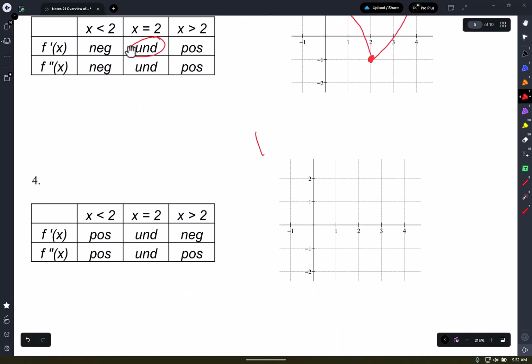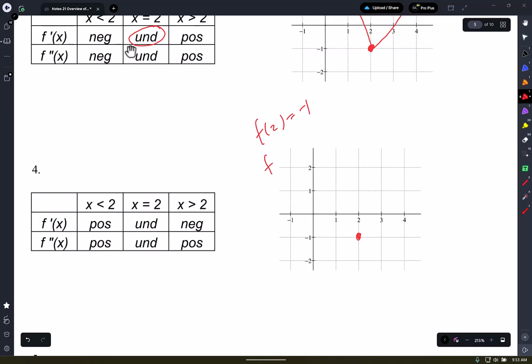Still same point. Plot f of 2 equals negative 1. This is still f. To negative 1 point. To the left of 2, both of them are positive. So that means f is increasing. What's the concavity? Concave up. So let's do an increasing, concave up. Increasing, concave up.